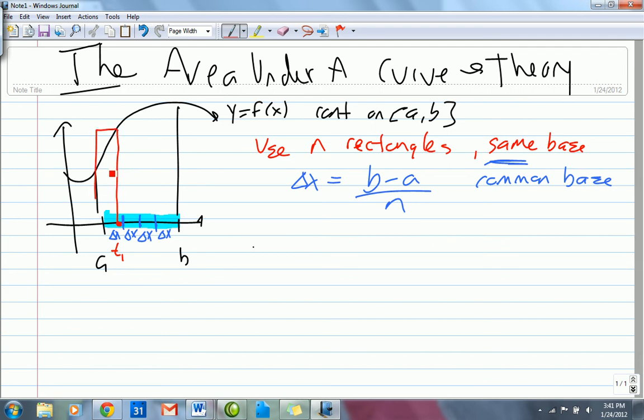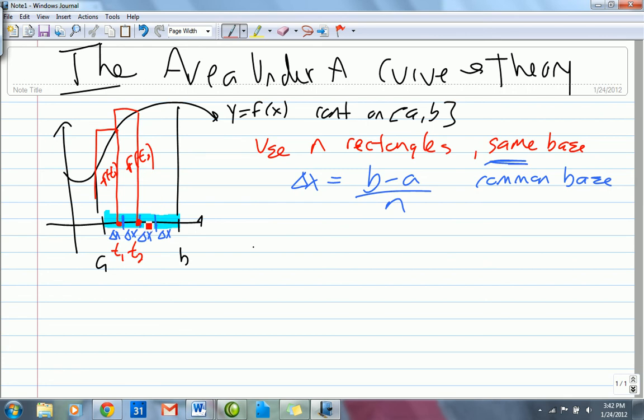So the height of that rectangle is f of the first tag, wherever that tag may live. It might be the right endpoint, it might be the left endpoint, it might be somewhere along that particular partition, the first base. It doesn't really matter. Now I'm going to take another tag along the second subinterval, and let's just use the right endpoint again. Doesn't really matter where. I'm going to call that t sub 2, the second tag, in the second partition, second subinterval, second rectangle. Bam! That's the height of my second rectangle, f of t sub 2.